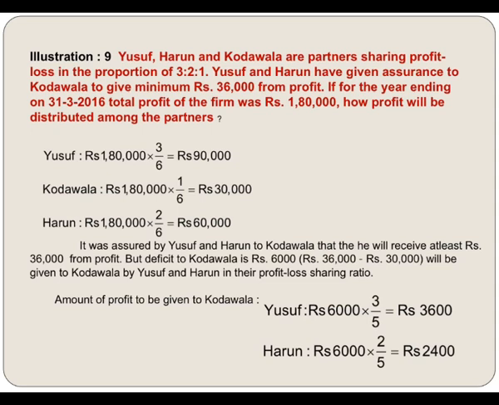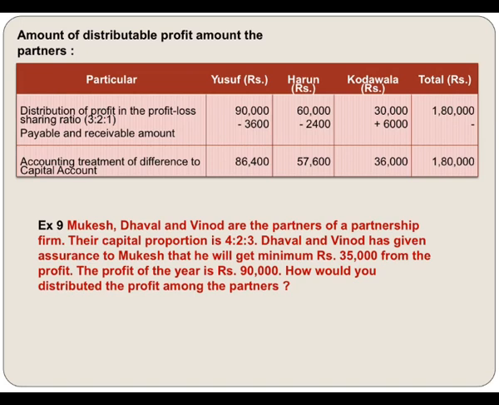So the amount of profit to be given to Kodawala: Yusuf 6,000 into 3/5, because the Yusuf and Harun ratio is 3:2, so 3/5, and in case of Harun it is 2/5. So 6,000 into 3/5 and 6,000 into 2/5, so 3600 and 2400 respectively.